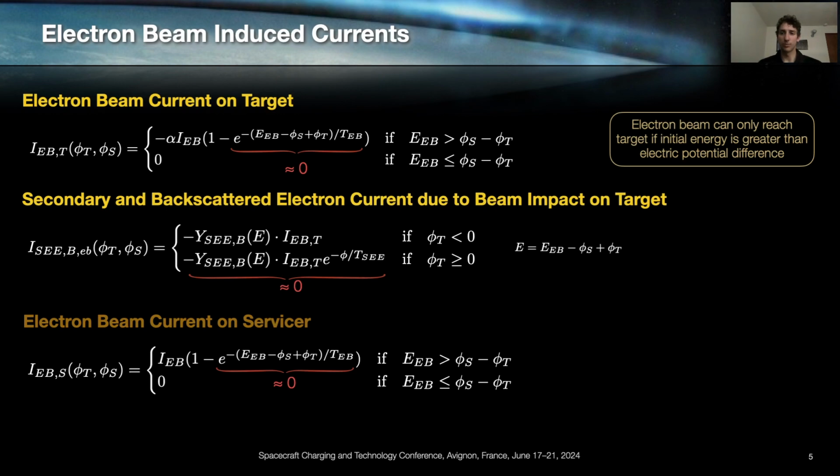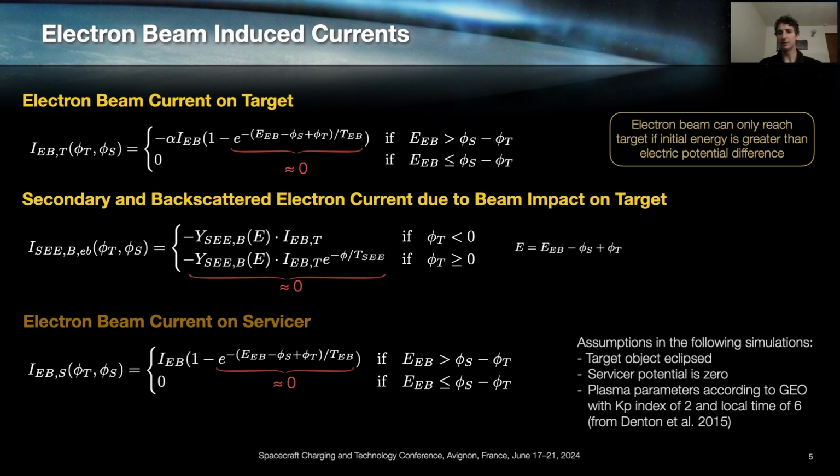One important point here is that the electron beam can only reach the target if the initial energy of the electron beam is greater than the electric potential difference. Otherwise, if it's smaller than the electric potential difference, then the beam is not energetic enough to reach the target, and it might actually come back to the servicer, resulting in a net zero electron beam current on both the target and the servicer.